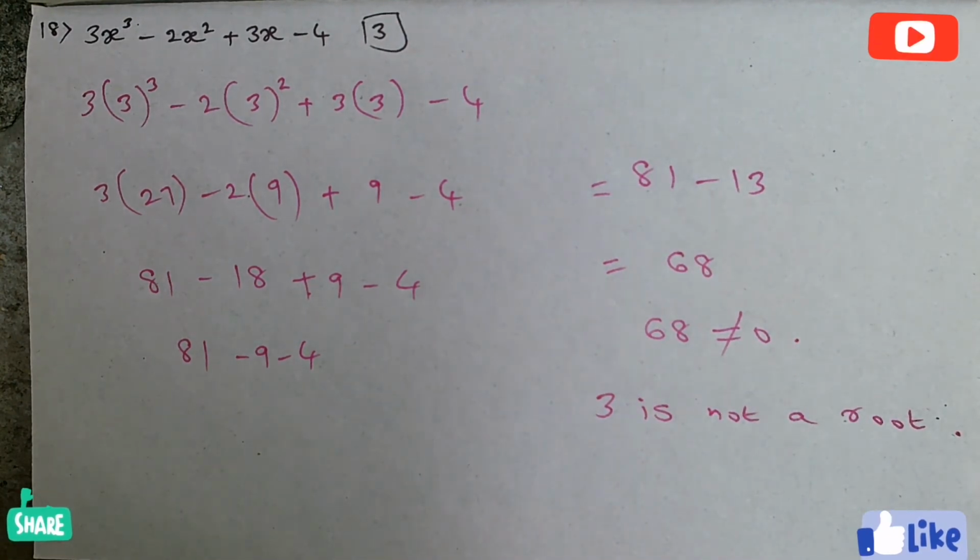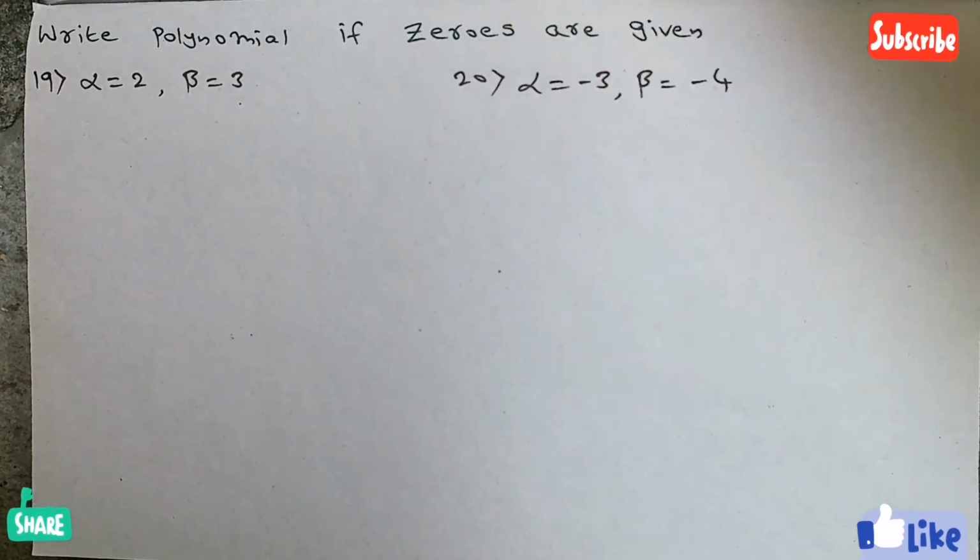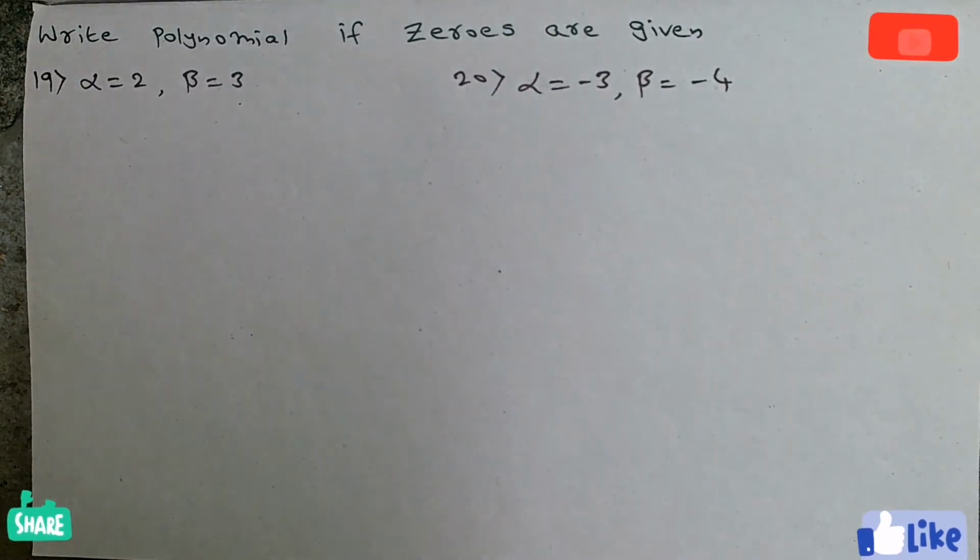Okay, let's move to next question. Okay, this is next topic. So in this topic he will give alpha value as well as beta value. Alpha and beta are nothing but zeros of a polynomial. So now zeros are given, otherwise alpha and beta values are given. So we need to find the polynomial now. Write polynomial if zeros are given. So the zeros are alpha value and beta value, both are given.